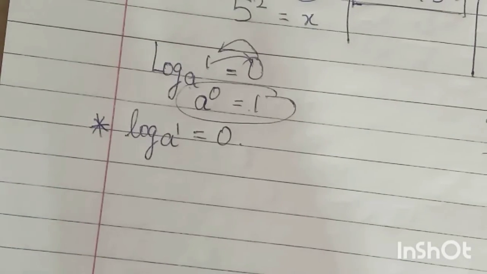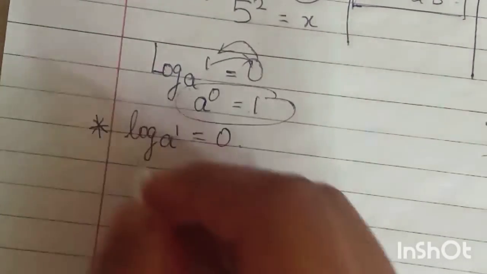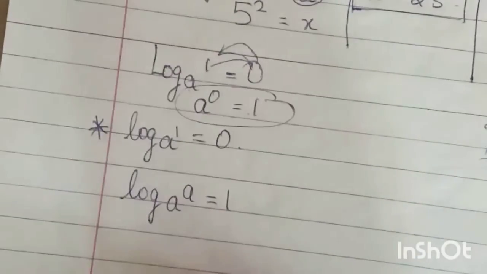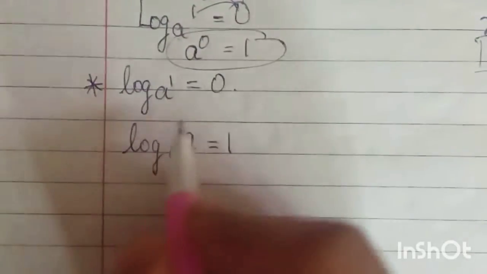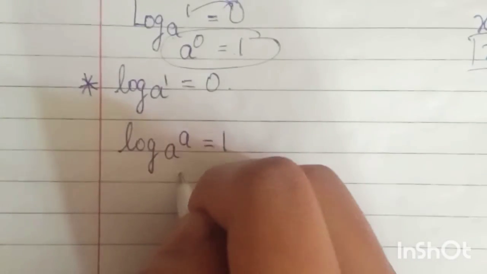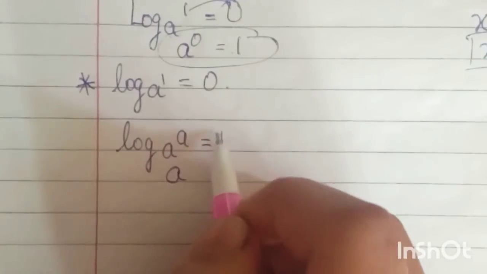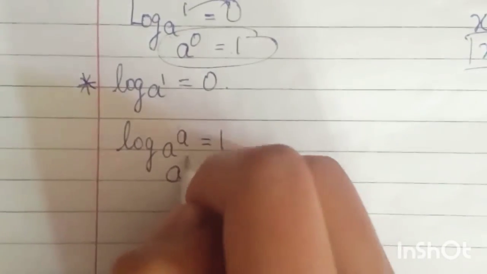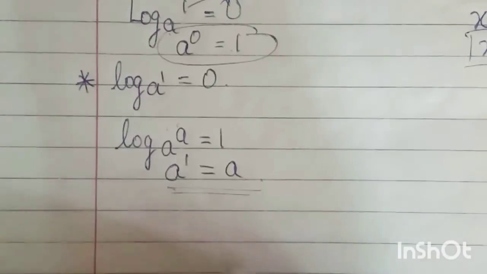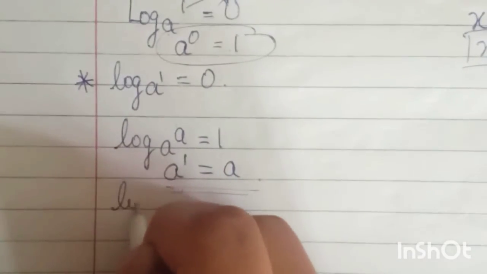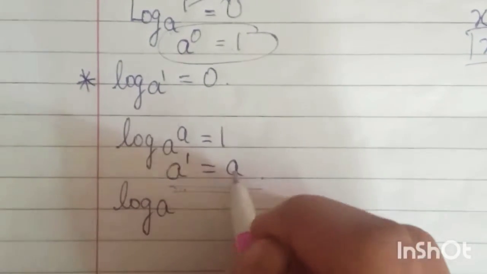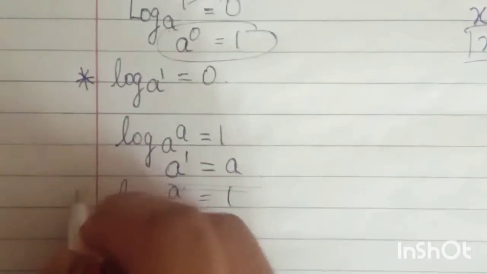And the second rule is log a to the base a is equal to 1. First I am converting into exponential form. This a will come here, and the powers will be changing. So this comes here, this goes here, equals a. So when I convert again into logarithmic function, what happens? Log a stays as it is, this comes here, this goes here, equals 1. This is the other rule.